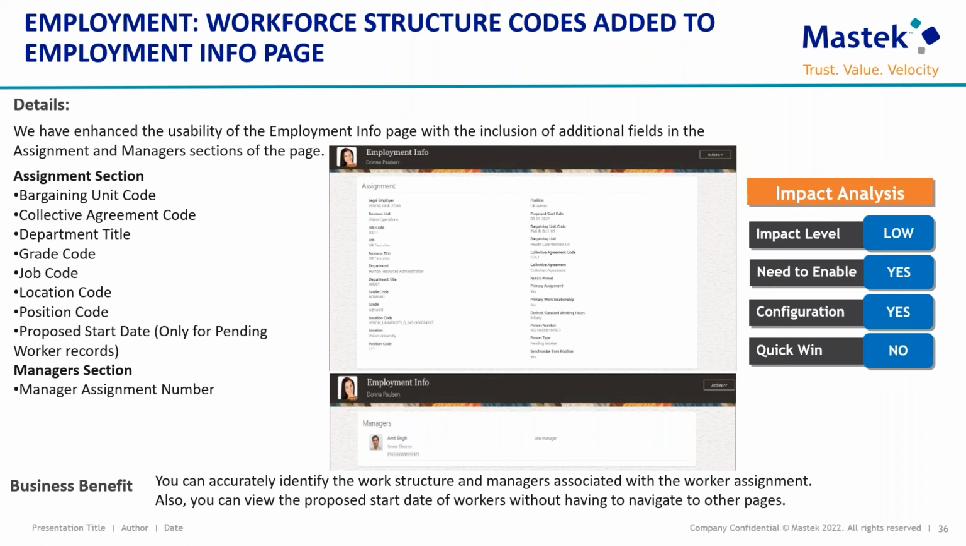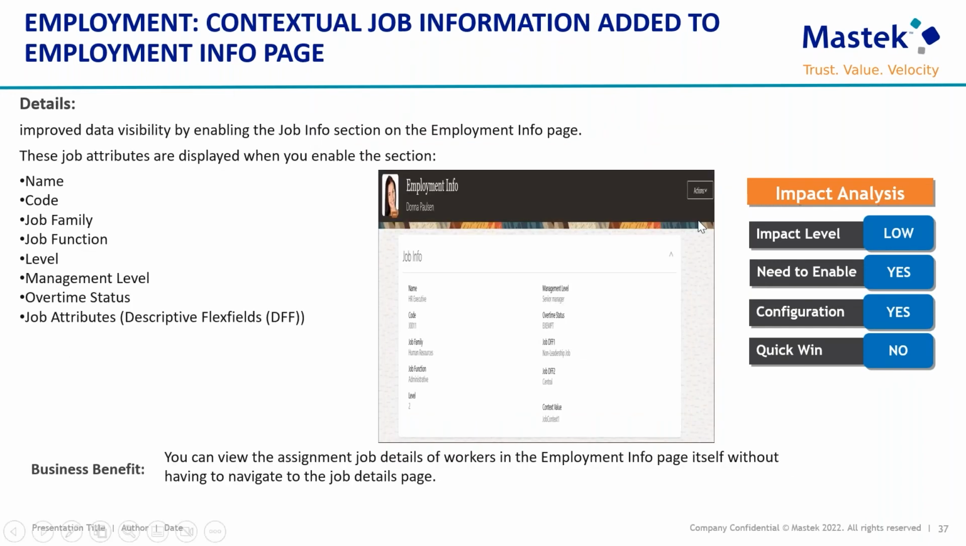Okay. Now, moving ahead with the next feature, we also have contextual job information added to the same employment information page, wherein you can view the job information of the employee right in the employment information page only. This also needs to be configured using HCX sandbox, and that needs to be enabled. Let's say if you want to see the job level of the employee or the job family the employee is working with, then you can directly navigate to employment information and check on that page only.